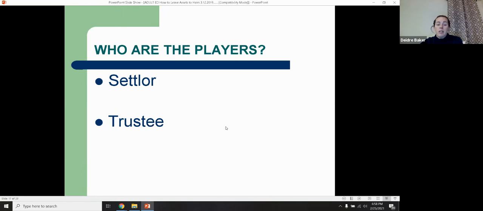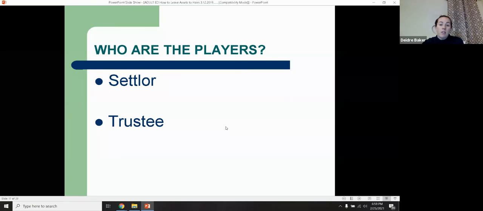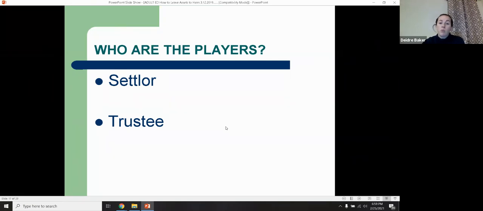The trustee. The trustee's role in all trusts is to basically manage the assets and to follow the terms of the trust. In this case, it's fairly easy because the person who wrote the trust or created it is also going to be the one who's in charge of managing it and following its rules. So this one is fairly straightforward.